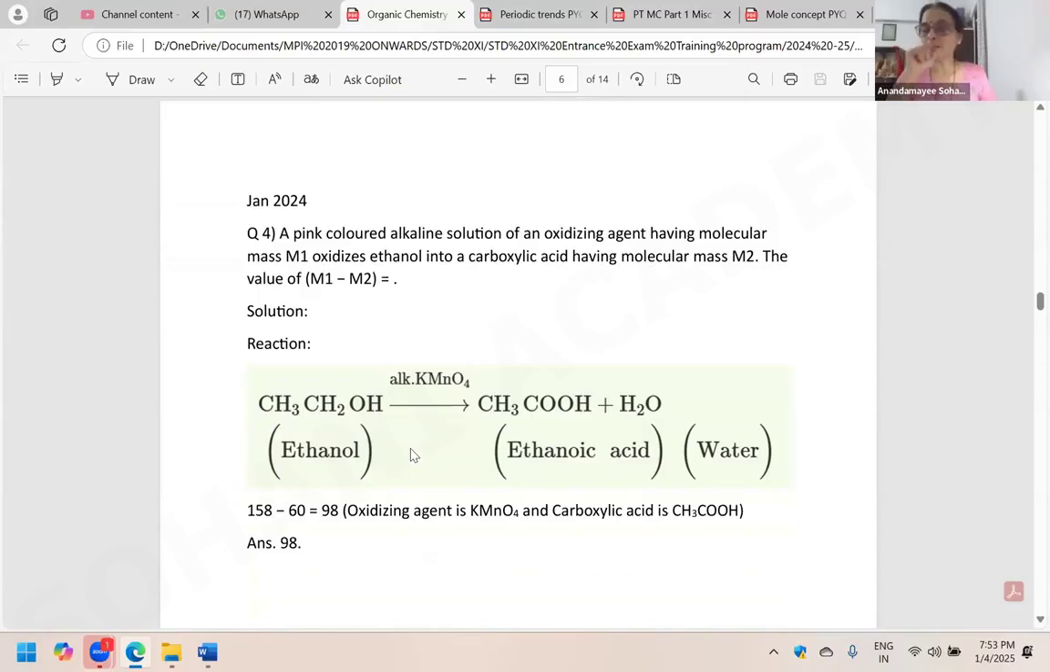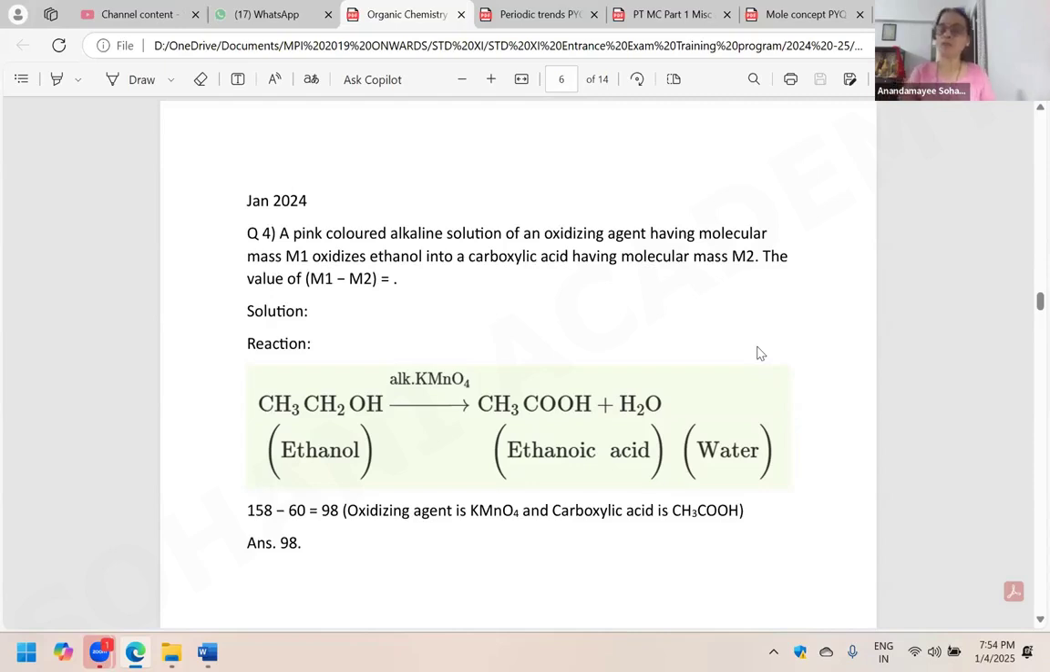This is a very, very typical gimmick: where the reaction is complicated, the question or computation is very simple, if they want you to simply reproduce this reaction. Pink colored alkaline solution of an oxidizing agent having molecular mass M1 oxidizes ethanol into carboxylic acid. So all they want to know is whether you know this reaction by heart, that ethanol will form ethanoic acid. Ethanol is already given, so you must know the formula of ethanol and which carboxylic acid it gets converted to. Ethanol चं मिथेनॉइक ऍसिड होतं का प्रोपेनॉइक ऍसिड होतं का अजून काय होतं हे तुम्हाला माहितीये का, हे त्यांना शोधायचं आहे.